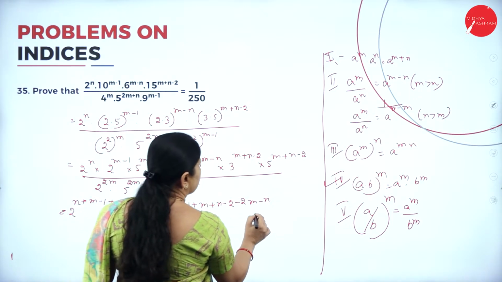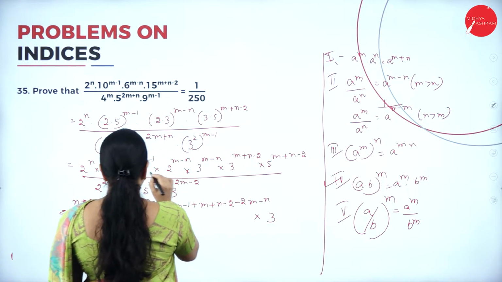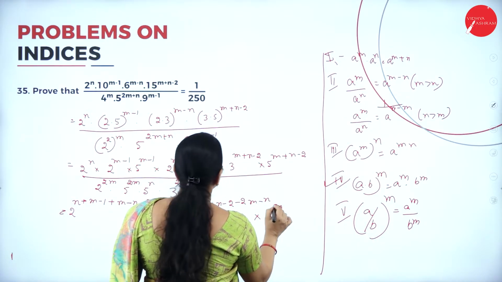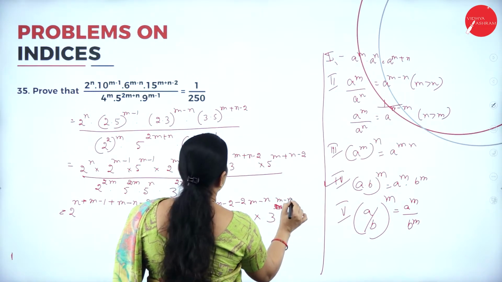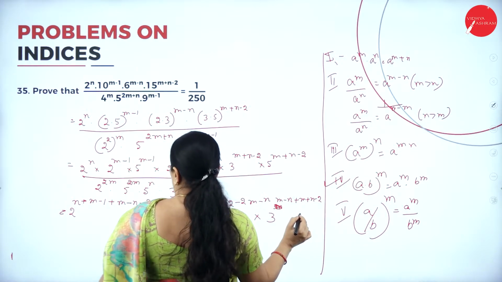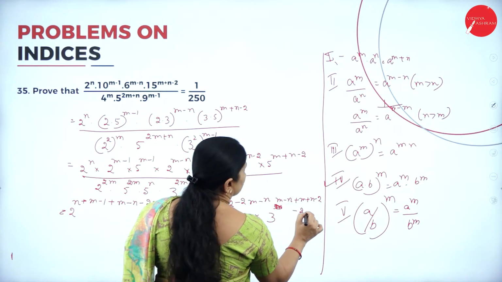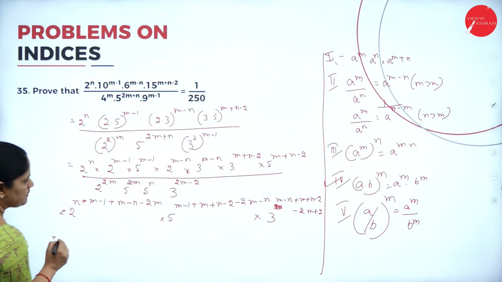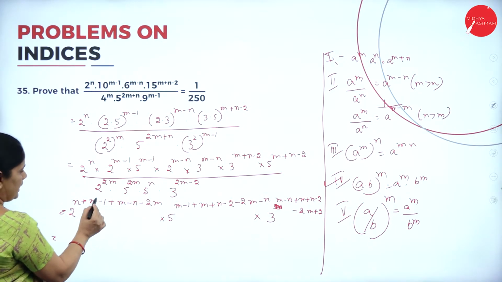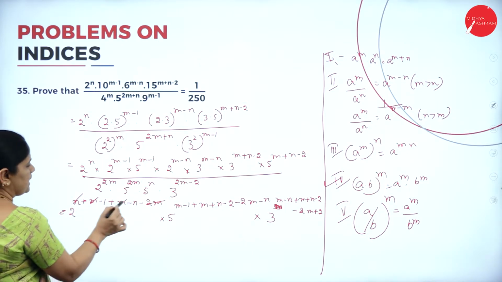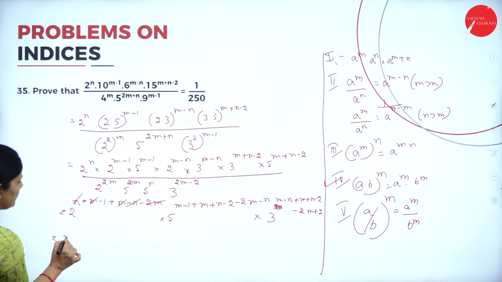Now, the next power is 3. 3 I am taking here, 3 to the power of m. This is 3 to the power of m minus n plus m plus n minus 2 and minus 2m plus 2. Now, I will simplify this further. So, m plus m is 2m. So, minus 2m gets cancelled, plus n minus n gets cancelled. I am left with 2 to the power of minus 1.